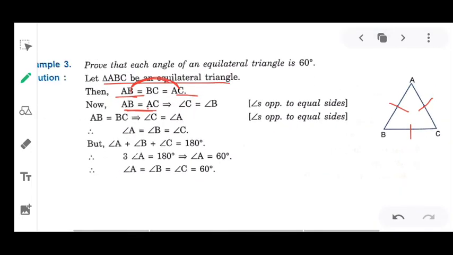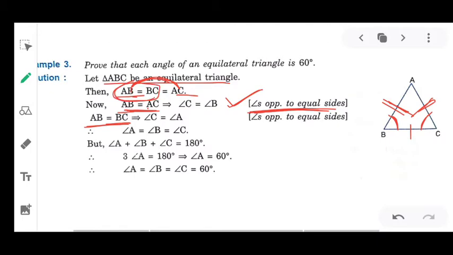We already know that the angles opposite to equal sides are always equal. So since side AB equals AC, the angles opposite to these equal sides, that means angle C and angle B, are both equal. Clear? So angle C equals angle B because they are opposite to equal sides. Now AB equals BC.